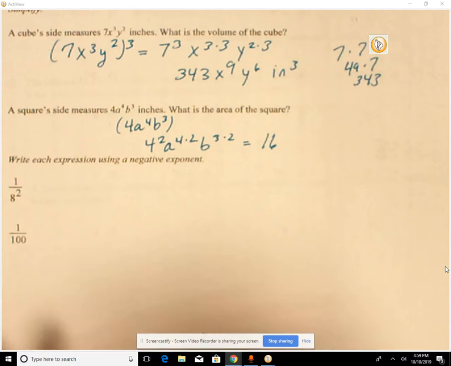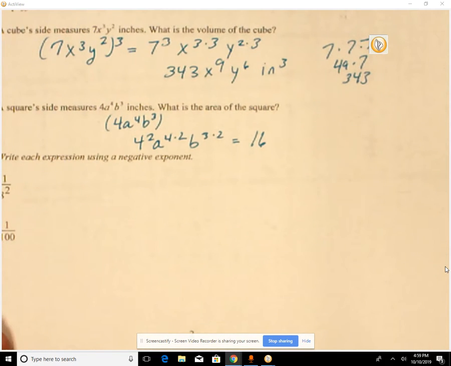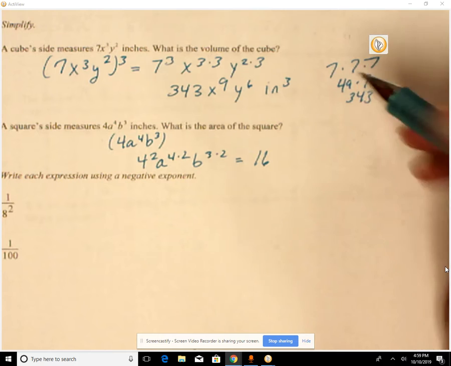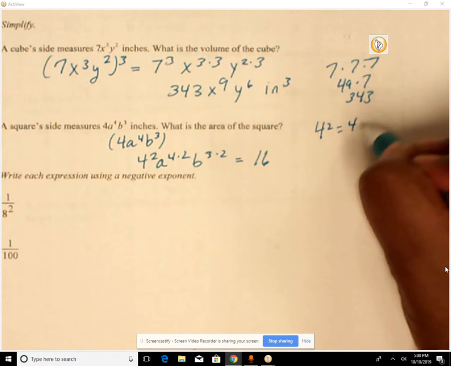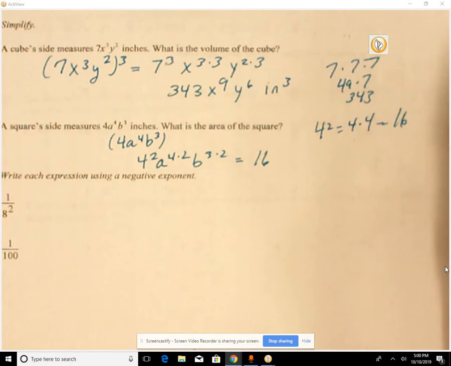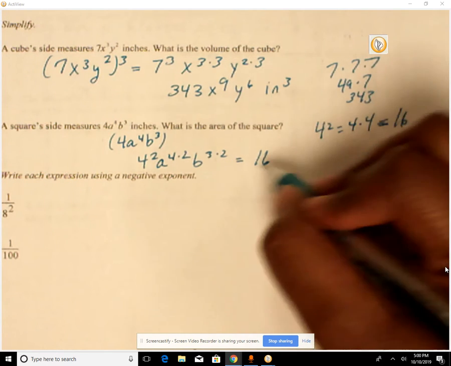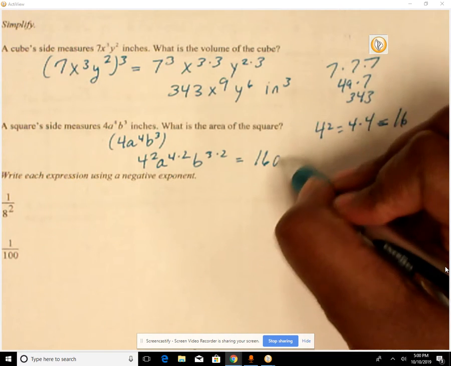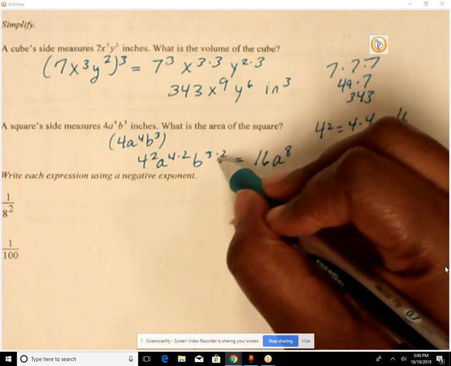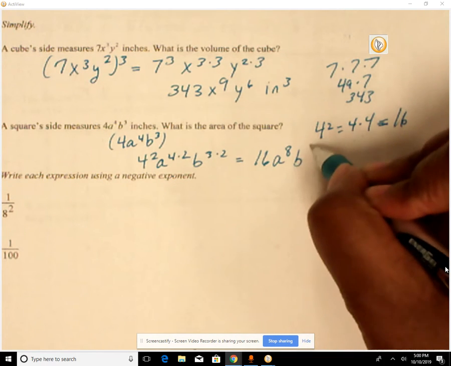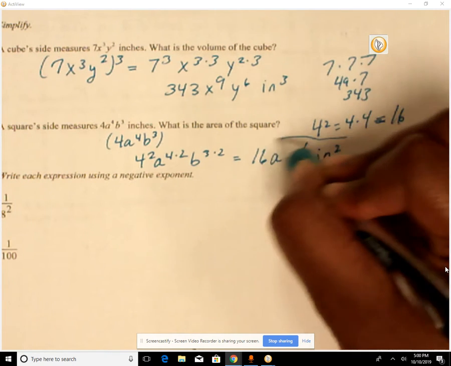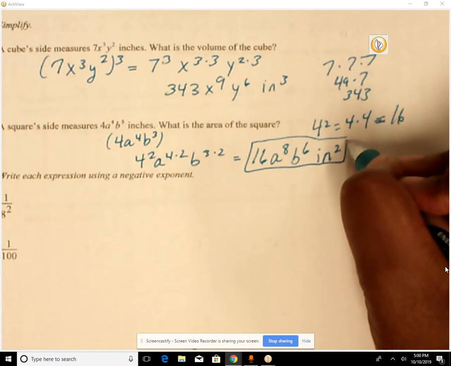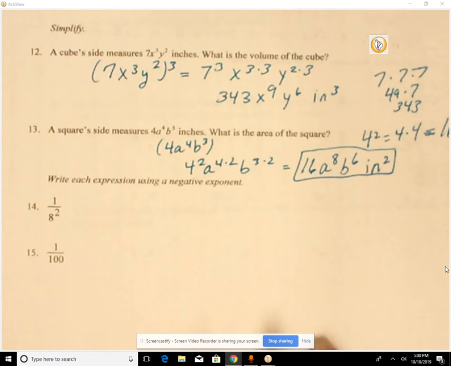So we left off on number 13, where we were doing 16 here. So remember, 4 to the second power is 4 times 4, which gives you 16. And then we're going to do 4 times 2, which is 8. B to the third power is 3 times 2, which is 6 inches squared. So remember, you've got to put your inches on your number.